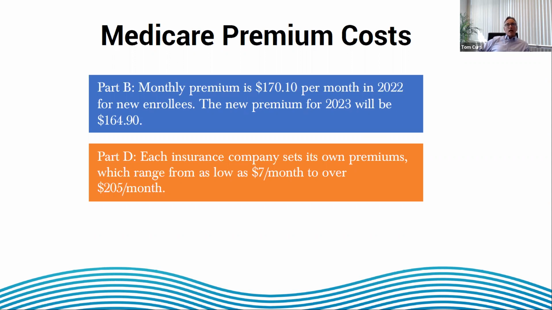On Part D, again, this is an individual insurance choice, so you have the choice on which plan you choose. And typically in 2022, that ranges between $7 a month to as much as $205 a month.